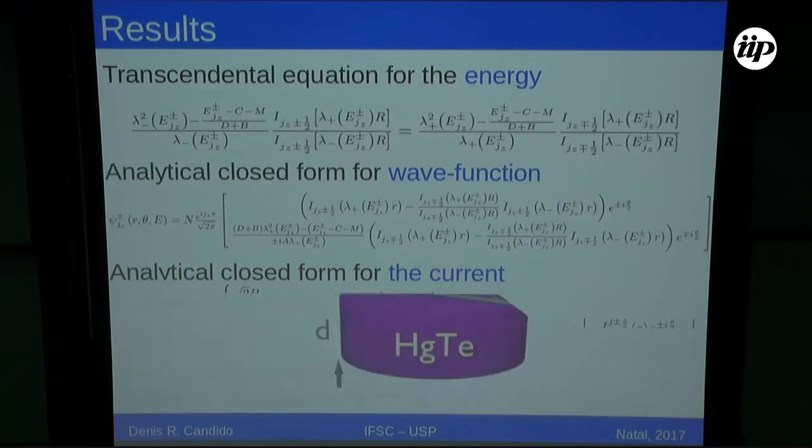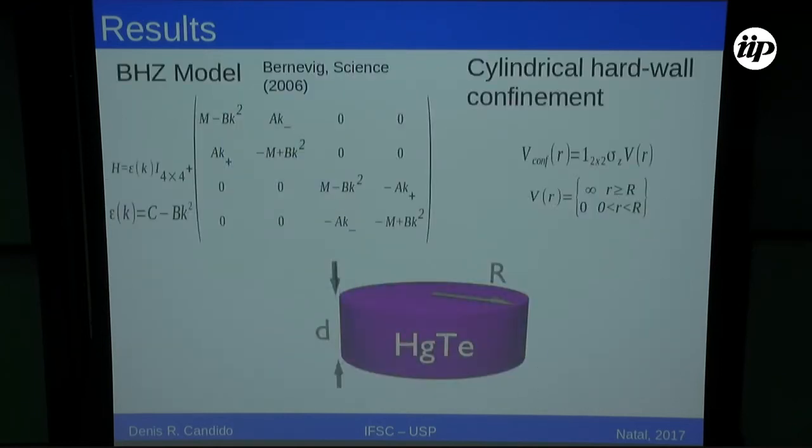Actually, it's okay. Basically, the geometry of my system is a cylindrical quantum dot, precisely this picture here. No, it's a quantum dot, so I have confinement in the z direction and also in the radius direction.